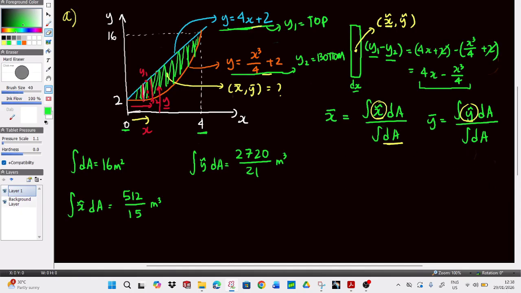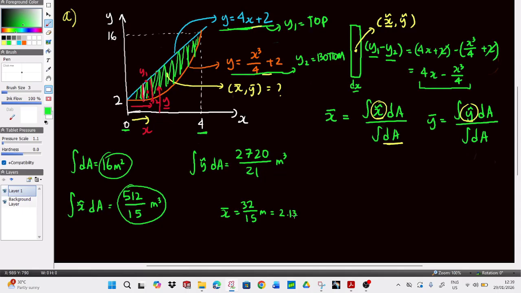So now we can easily find the x bar and the y bar, right? So x bar is very simple. You just simply take this value divided by 16 meters squared. So once you do the division, just simplify 1 to 15 divided by 16. So it's 32 over 15 meters, which is equivalent to 2.13 meters.